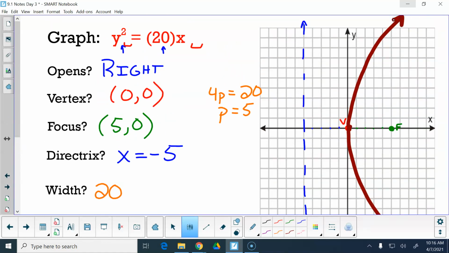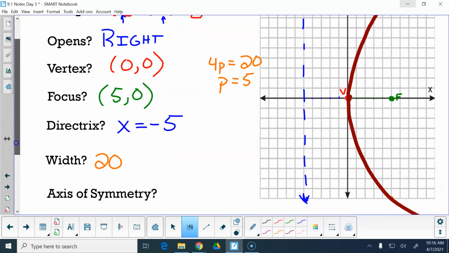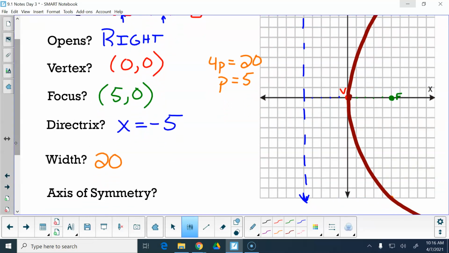And last but not least, we have to add in our axis of symmetry. And that's going to be y equals 0. Good? Love it. Okay. Questions, comments, concerns, clarification?